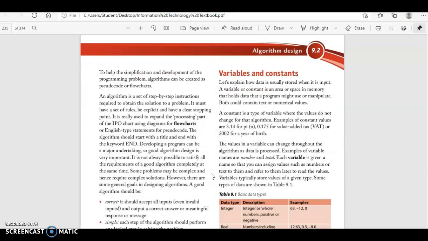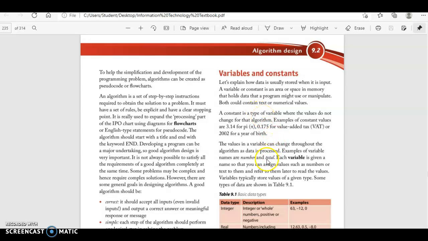I just wanted to quickly come on and remind you, of course, of the difference between variables and constants. So the same text that I referenced for you, again, you can see here: a variable or constant is an area of space in memory that holds data. So we spoke about that. But a constant is one that does not change, a value that does not change.